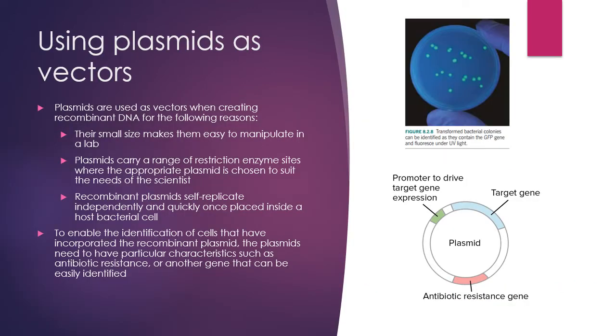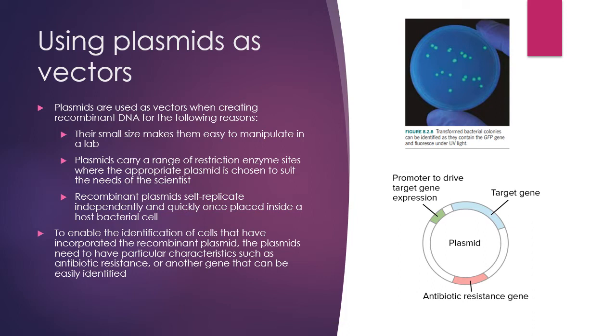So plasmids are used as vectors because they're small, so they're easy to manipulate in a lab. They have a large range of restriction enzyme sites that are going to be useful, so the appropriate plasmid is chosen to suit the needs of the scientist. And those recombinant plasmids can self-replicate independently and quickly once they're inside the host cell.